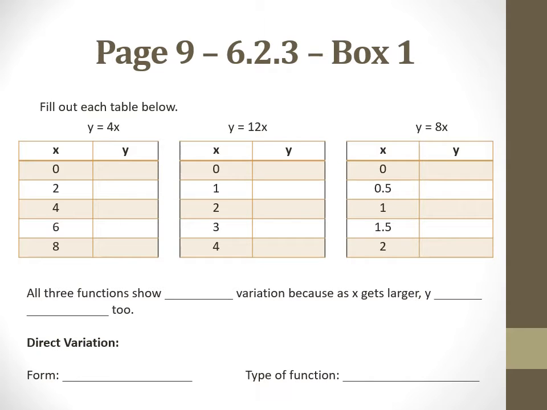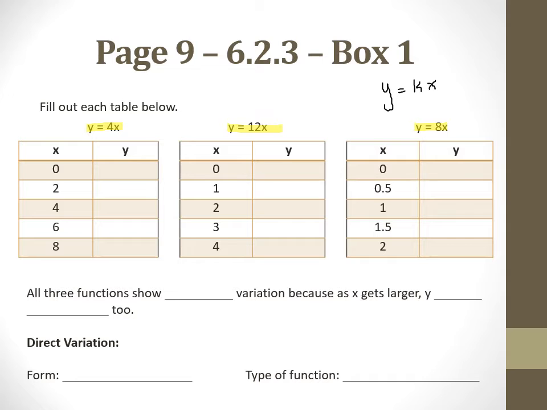So first off, let's just look at a few different examples. And if you'll notice the equations that we're going to be charting here, they all have very similar formats. y equals 4x, y equals 12x, and y equals 8x. In general, all of these different equations have the form y is equal to some constant, we'll use the letter k for the constant, times the x value.